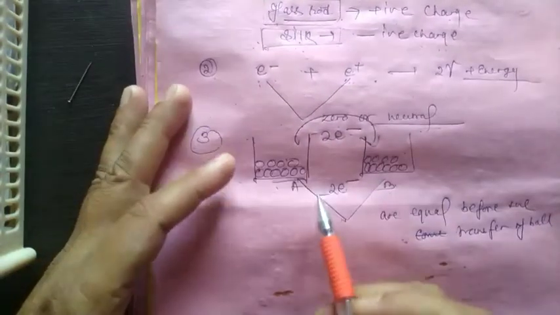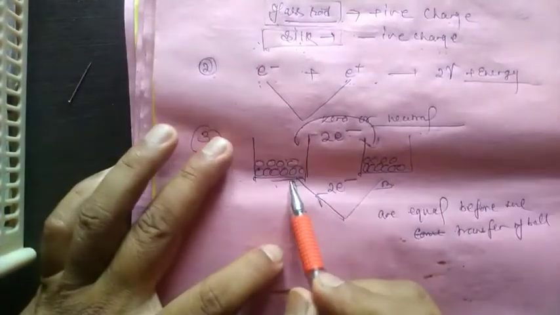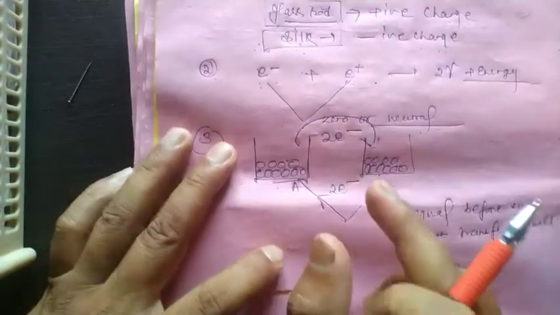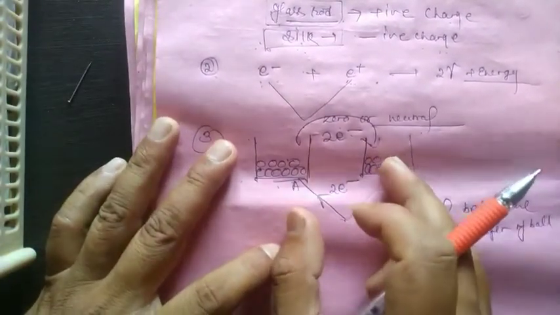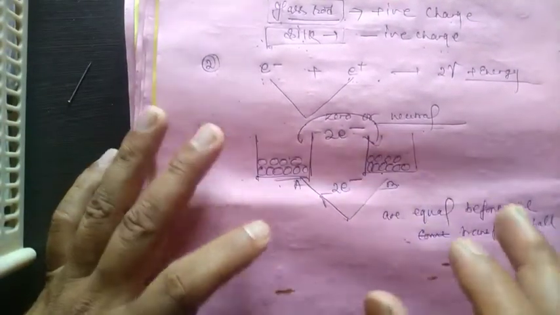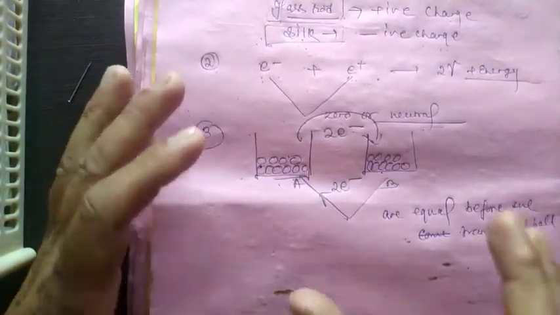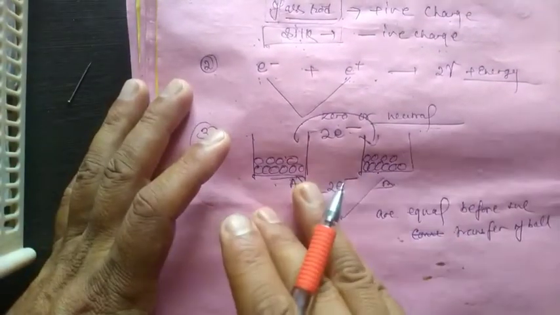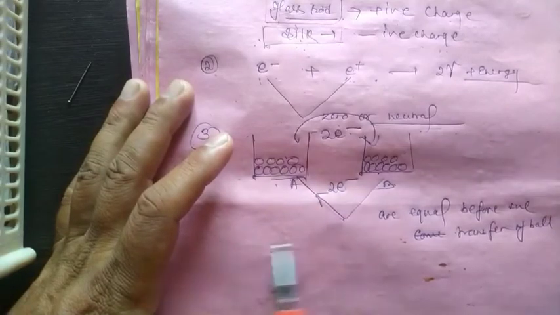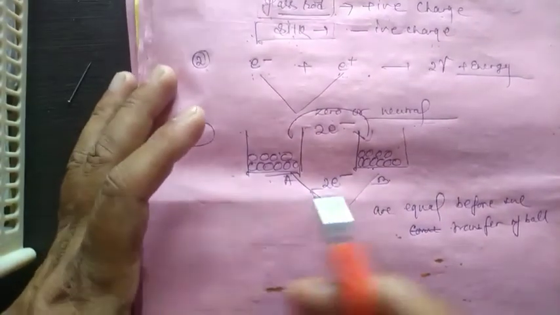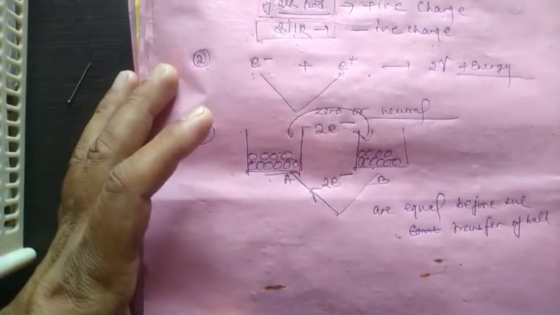It is merely the transfer of electrons from one body to another body, and the total number of charges in the two bodies, or in different types of atoms, is equal before and after coming in contact with each other. We can say charge can neither be created nor destroyed.